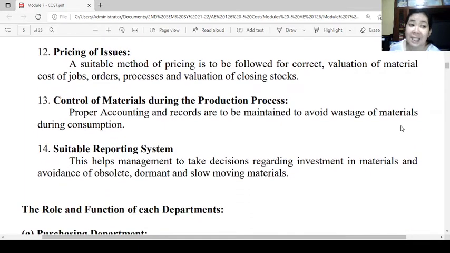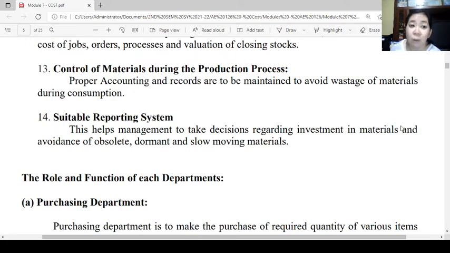Number 12, pricing issues. Of course, a suitable method of pricing is to be followed for correct valuation of materials, cost of jobs, orders, process, and also valuation of the ending inventories. Number 13, control of materials during the production process. A proper accounting and records should be maintained to avoid waste of materials during the consumption. This is to monitor how materials are consumed in the production.